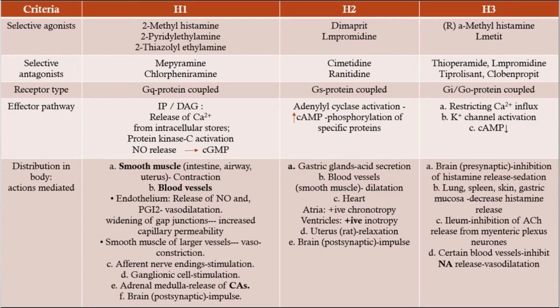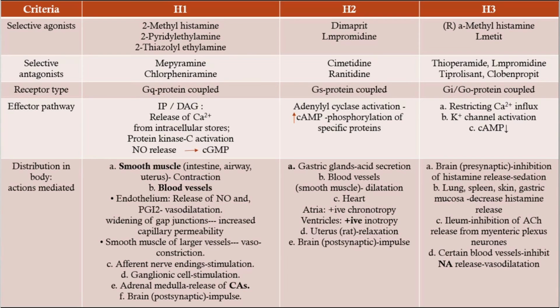Efferent nerve endings are stimulated, ganglionic cell stimulation, and adrenal medulla releases catecholamines. Lastly, in brain it produces impulse, means repolarization and depolarization. So that is H1 receptor. Then after, second is H2 receptor. Selective agonists are dimaprit and impromidine. Selective antagonists are cimetidine and ranitidine. So to block ultimately gastric acid secretion, cimetidine and ranitidine are widely used.